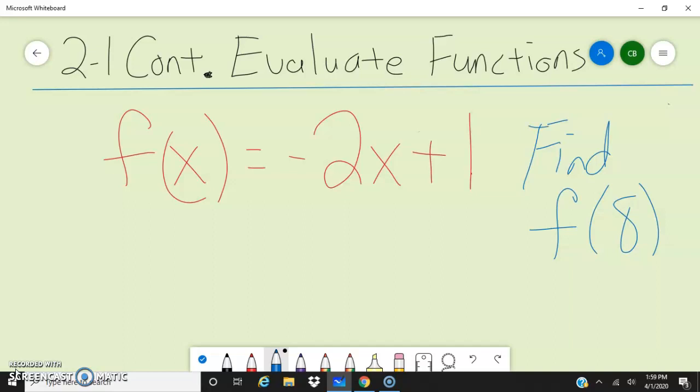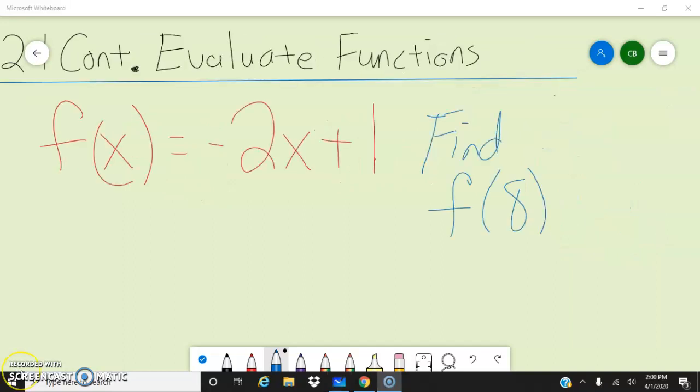To do this, here's what we're going to do. If you'll remember me earlier this year saying that a function is like a vending machine, we're going to put something into that machine and then get something out of that machine. So we're going to find f of 8. Wherever we see an x, all we're going to do is plug in that 8.